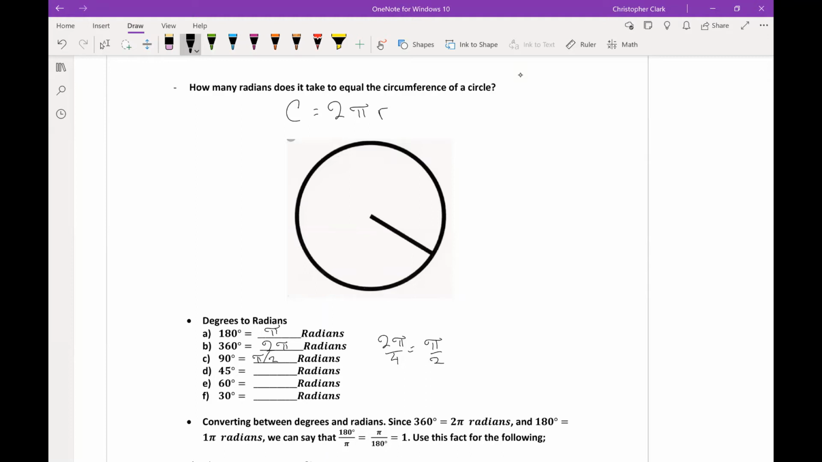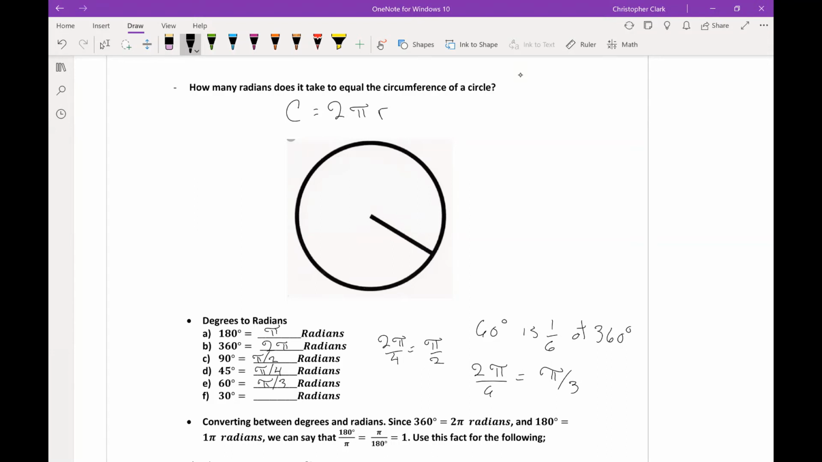Now 45 degrees is half of 90, so we can make our lives a little bit easier and say that this is pi over 4. We just took this one from 90 degrees and divided it by 2. So 60, this is a little bit more difficult. 60 degrees is 1/6 of 360 degrees. So what we're going to do is say 2 pi divided by 6 is equal to pi over 3.